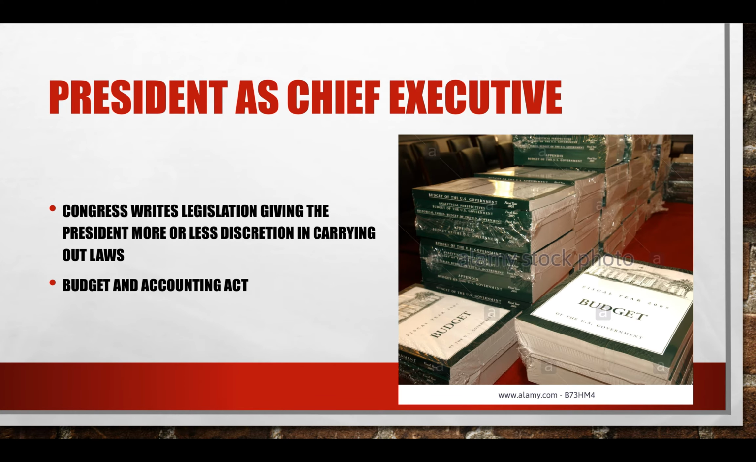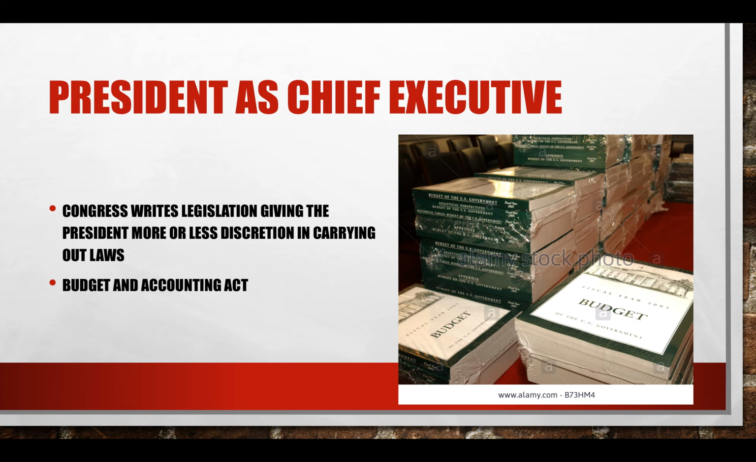Now, Congress can choose to write legislation that gives the president more or less discretion in carrying out laws. They can write legislation to be very specific so as to not leave anything up for interpretation, or they can use vague language that allows the president to implement a policy as he deems appropriate.